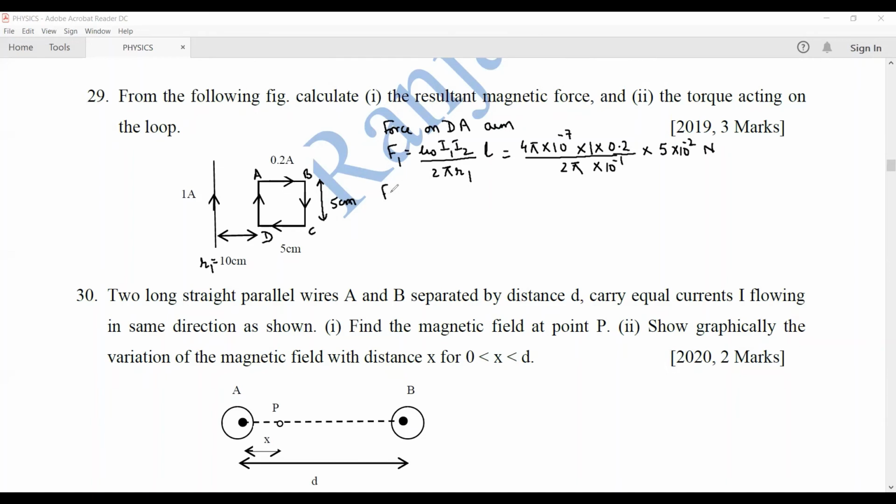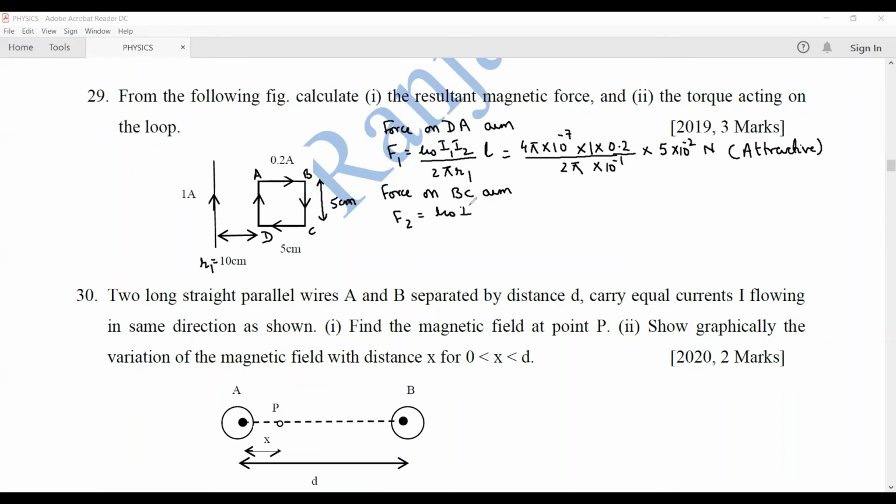Now let's find the force experienced on the BC arm. In the BC arm, the current is in the opposite direction to the 1 ampere current, so the force between these two will be repulsive. So this force F1 is attractive, because the current in DA and the 1 ampere current carrying wire are both in the same direction. Now the force on the BC arm, let it be F2.